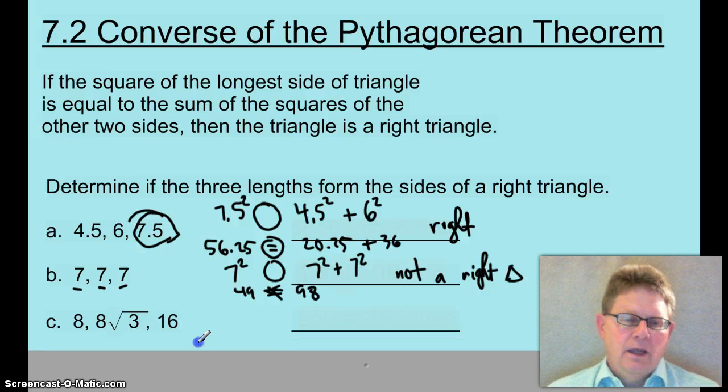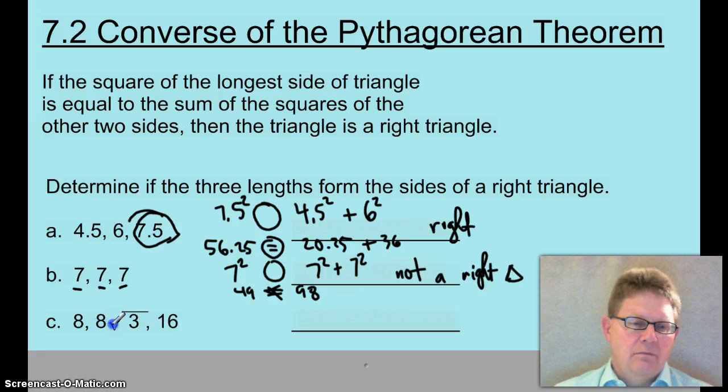Okay? 8 radical 3, and 16. First of all, you've got to find out how long 8 radical 3 is. So take 8, multiply it times radical 3 on your calculator. You'll see that it is less than 16. But go ahead and do it anyway. It's less than 16, so 16 is the biggest one.